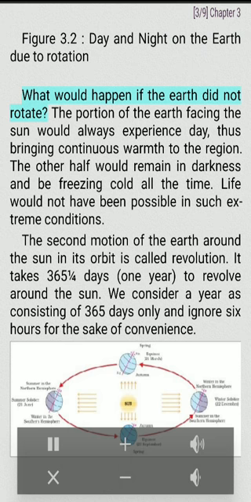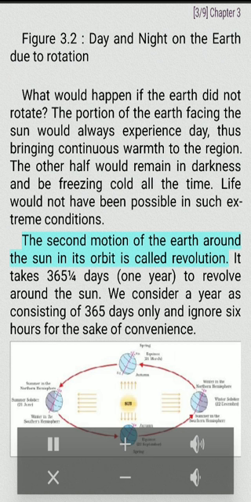What would happen if the Earth did not rotate? The portion of the Earth facing the Sun would always experience day, thus bringing continuous warmth to the region. The other half would remain in darkness and be freezing cold all the time. Life would not have been possible in such extreme conditions.